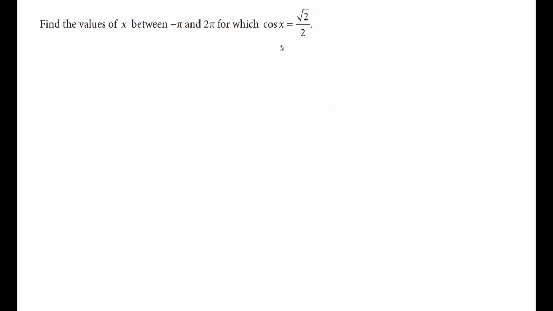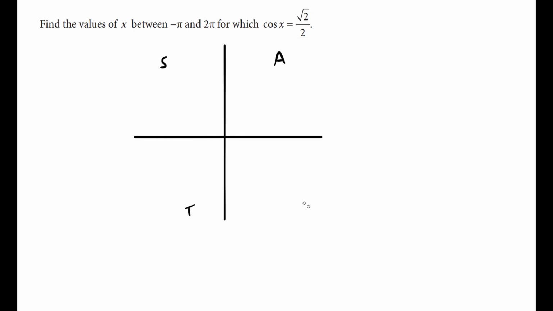Here we have cosine x is equal to root 2 over 2. This looks like a special angle we're dealing with. So we tackle this classic trig problem with the ASTC four quadrants. And cosine of x is positive, so it's got to be here or here. And when you think about it, cosine of what is root 2 over 2?